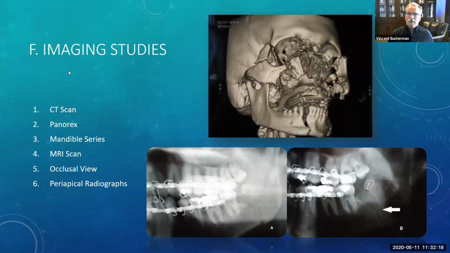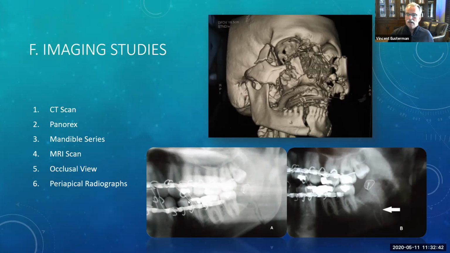Okay, imaging studies, number 1 and 2 are CT scan and Panorex. You can see here how valuable CT scans are, 3D, especially CT scans, and some of these are easier to convert now with their own internal algorithms on the PACS systems. The follow-up with the Panorex is very nice.